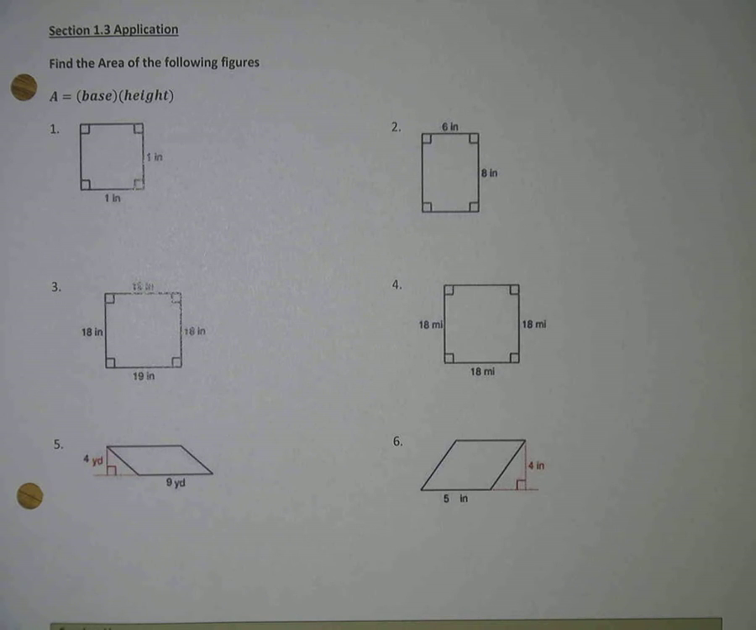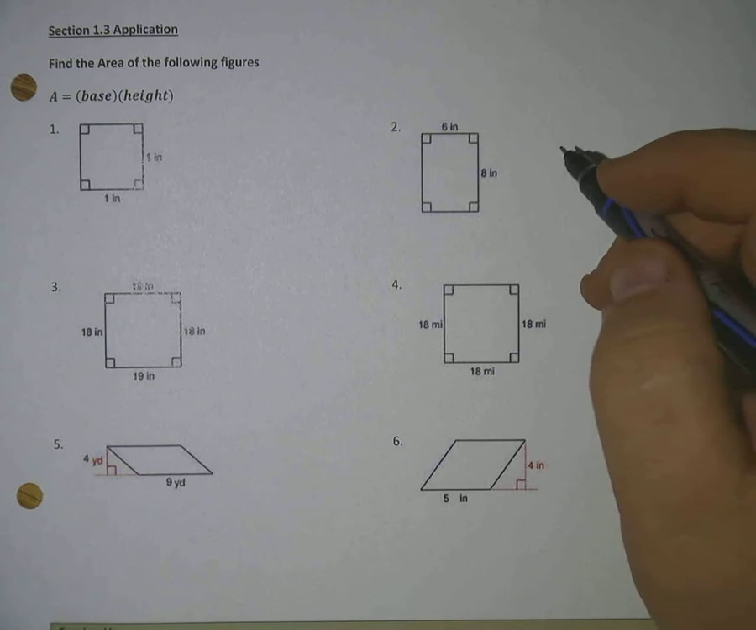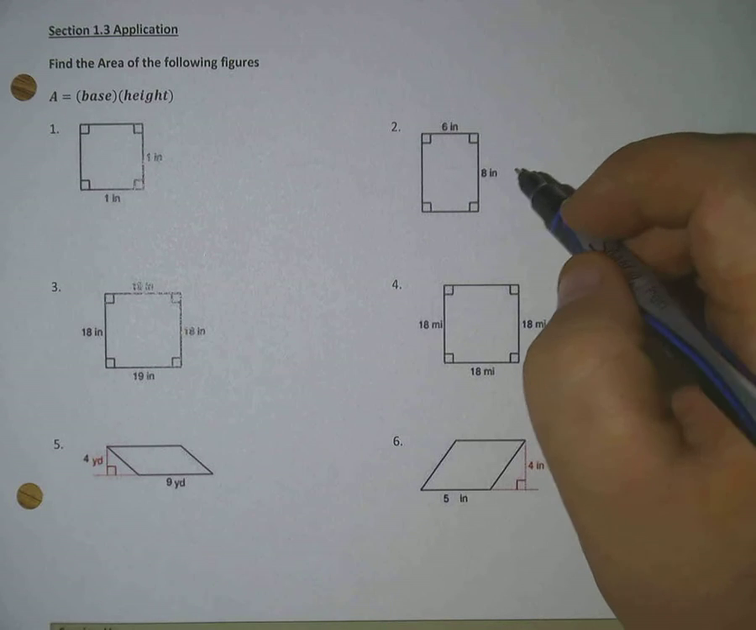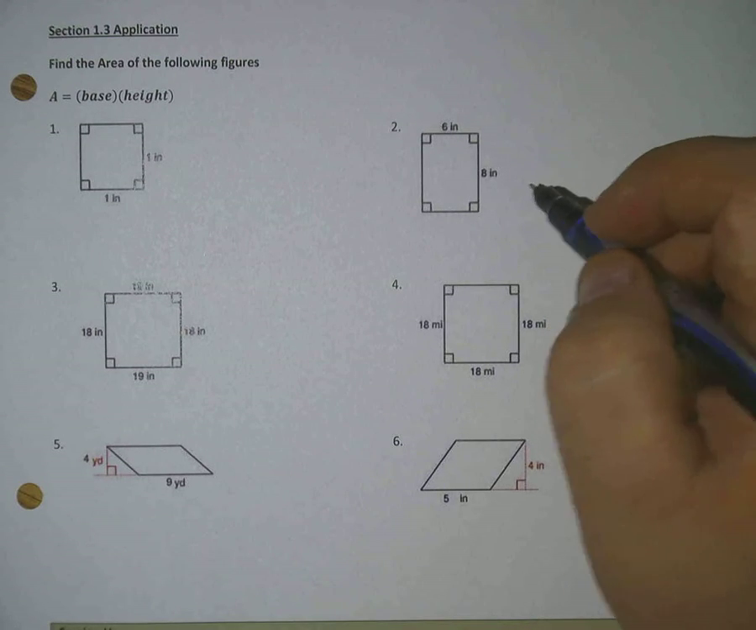Okay, so we have multiple different types of quadrilaterals here. We have some squares, some rectangles, and some parallelograms. Now, what we're going to be doing is just finding the base times the height, and we'll go ahead and start off. I don't want to do number one because it's kind of boring. Once you do it yourself, you'll figure that part out. The idea here is that we only need two numbers. We need a base and a height.